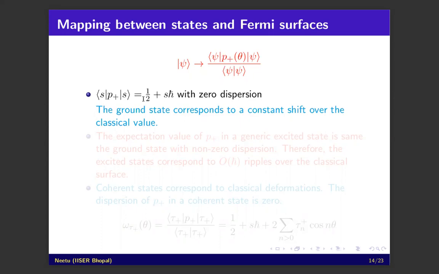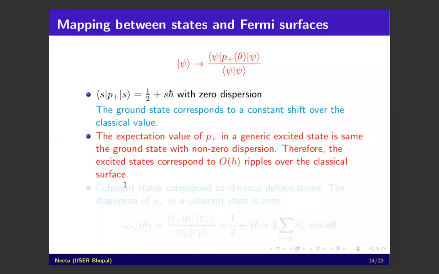So this half is the classical configuration, and there's this constant shift over the classical value. And if we calculate the dispersion in this state, then it turns out to be 0. So this ground state corresponds to a constant shift over the classical Fermi surface, and we'll get the same shift from the minus sector. So overall, the profile of this Fermi droplet doesn't change.